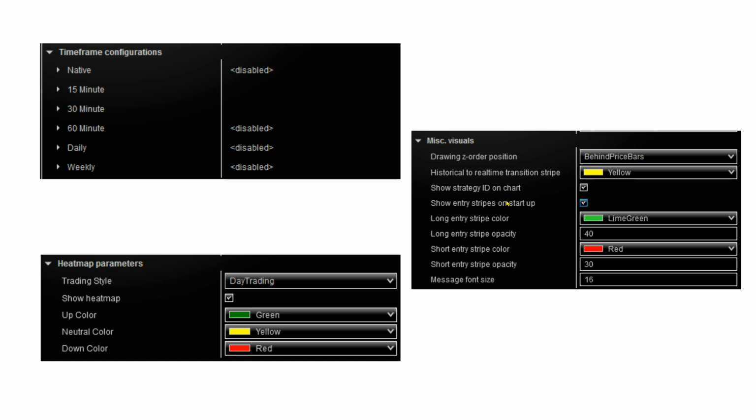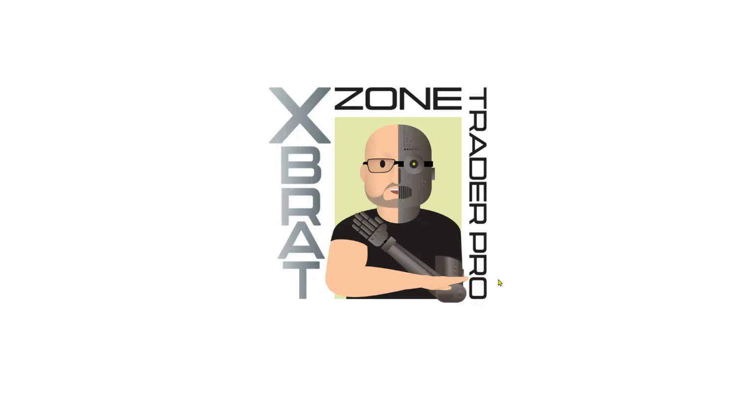One of the things I want to really highlight here is show entry stripes on startup. So you saw those vertical blue, green or red stripes when we got those orders. To enable that on startup allows you to backtest a lot easier so you can see which candle was the order candle. So that's the Zone Trader Pro. The next lesson, we're going to go through that in a little bit more detail, and we'll actually do a masterclass in optimization.